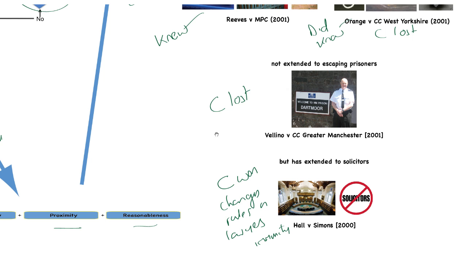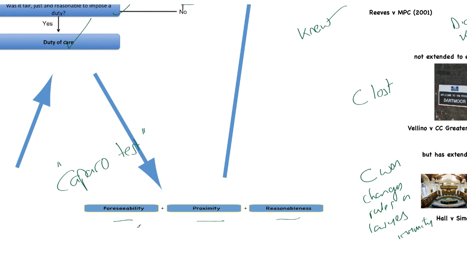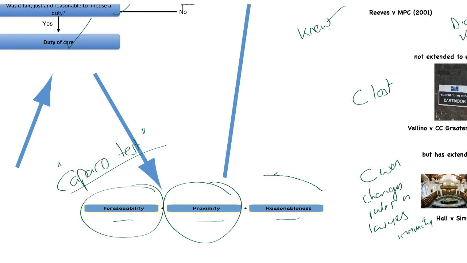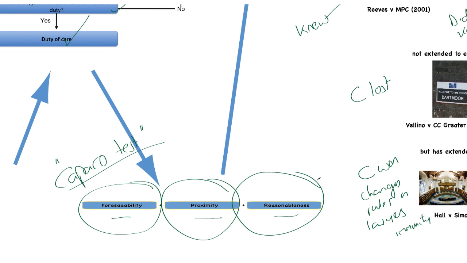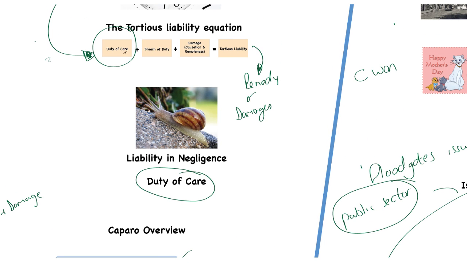Okay, so I accept this video has taken a fair while, but the key thing, the Caparo test: in order to establish a duty of care, you need to be able to show, was the damage foreseeable? Was there proximity in time, space or relationship? And is it fair, just and reasonable to impose a duty? If you can demonstrate all of those three things, using the help of the cases that we've discussed, then you can demonstrate that there is a clear duty of care. And that will be the first element of your tortious liability equation proven.